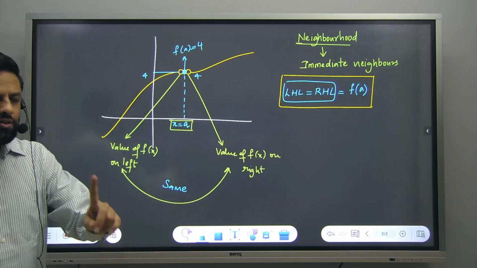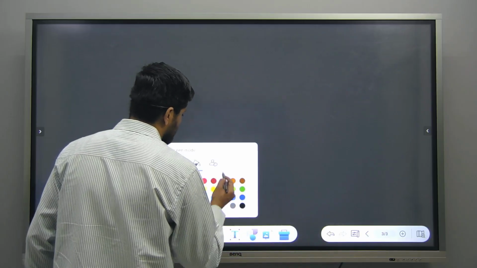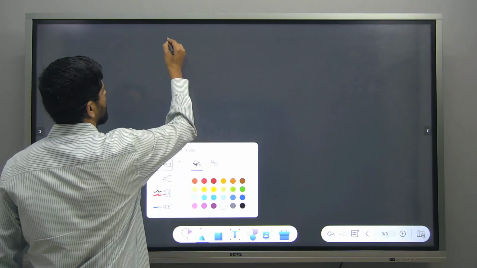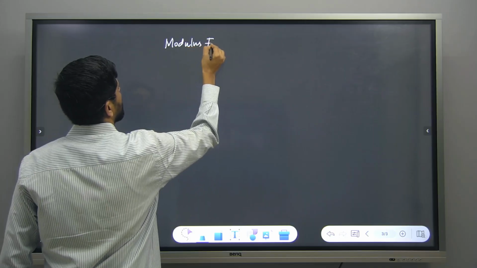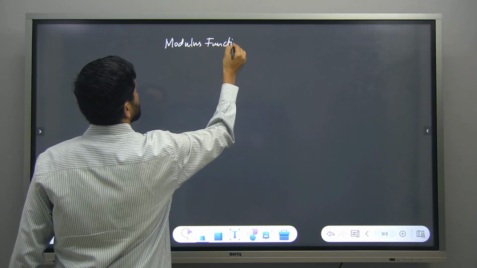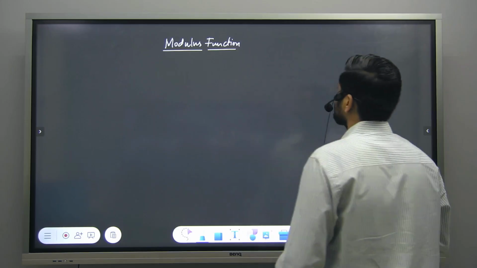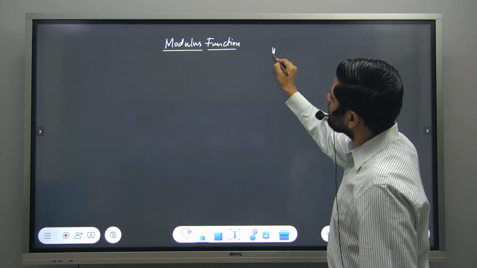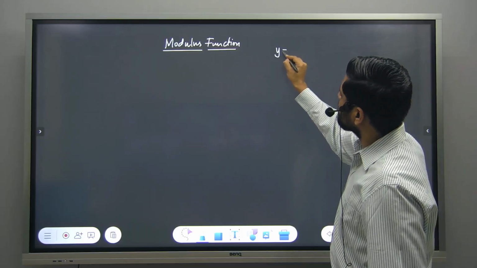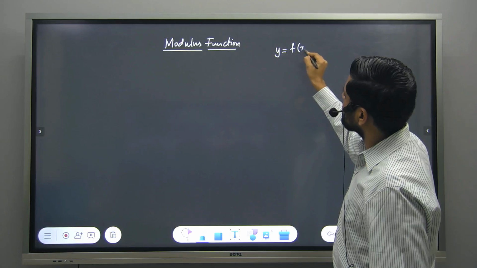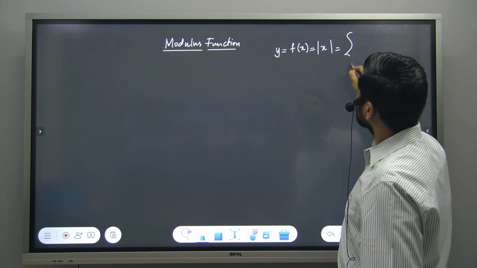So now in this class we will be discussing the greatest integer function, but first let us discuss the modulus function. So what is modulus function? Mod of x. When I say y is equal to f of x is equal to mod of x, have they given conditions for this?